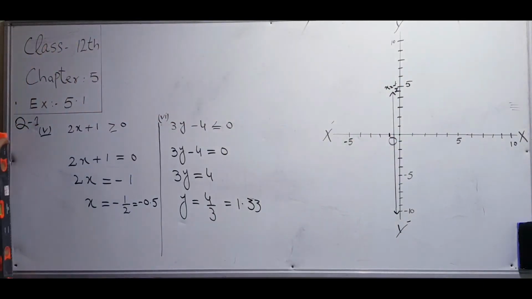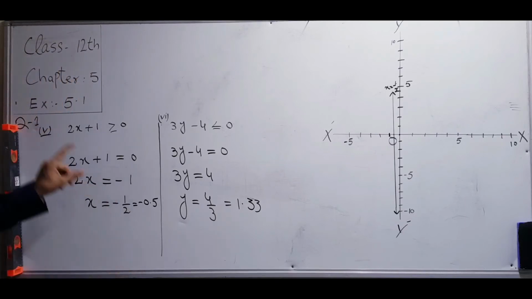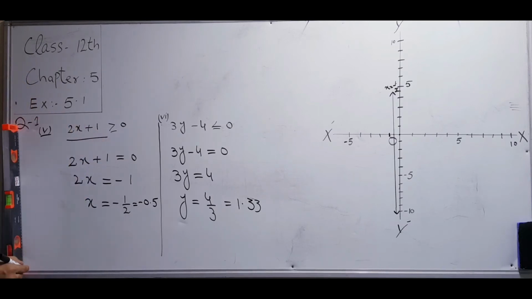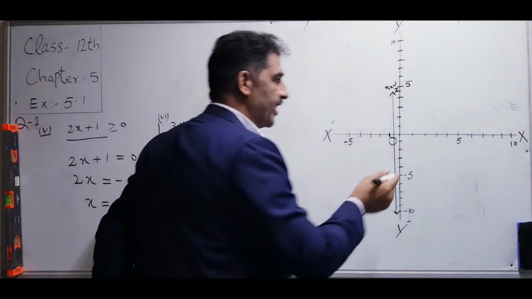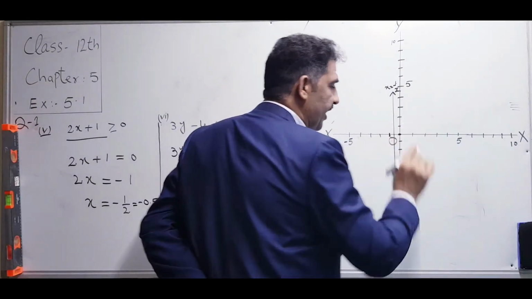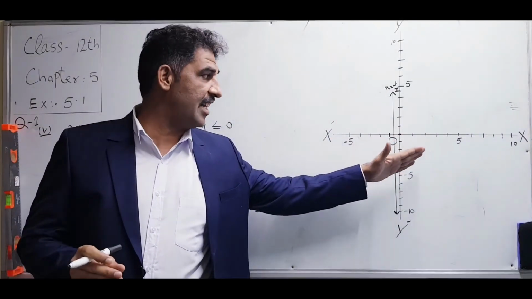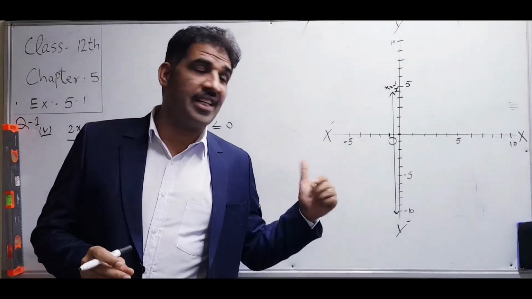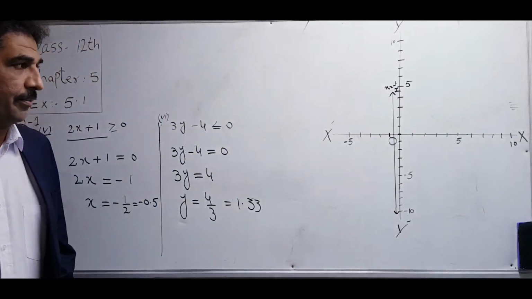When you write x is equal to minus half here, then after that come again to this inequality and check whether this inequality is true or false. Put the testing point. Mostly we take the origin, because one side has the origin and the other side does not. So we will check whether its solution is this side or this side, so we have to shade that portion.